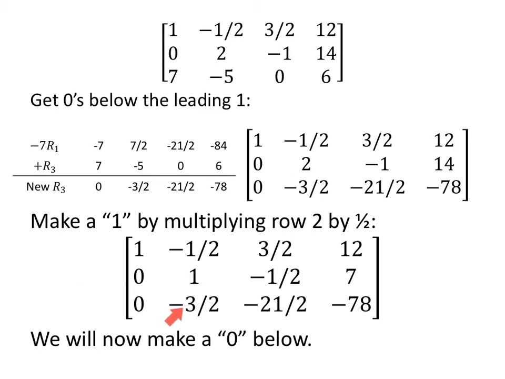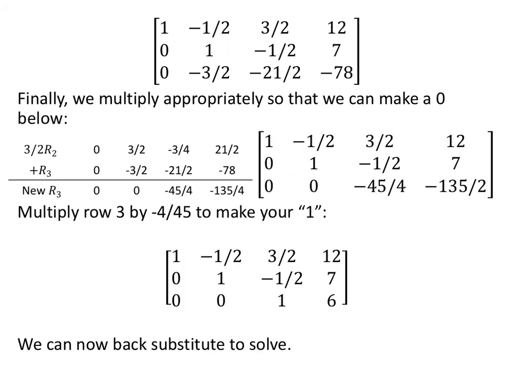And now I need to make a 0 below it. In order to make a 0 below our row 2, column 2, 1, I'm going to multiply row 2 by 3 halves, add it to row 3, and that'll be my new row 3.